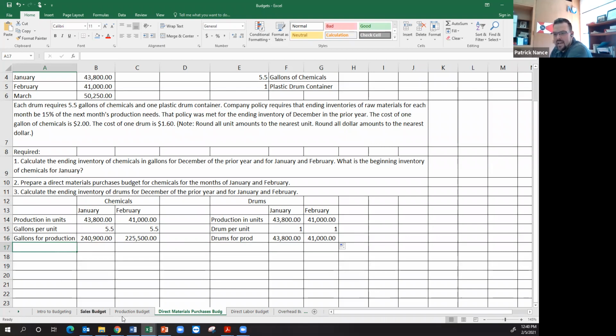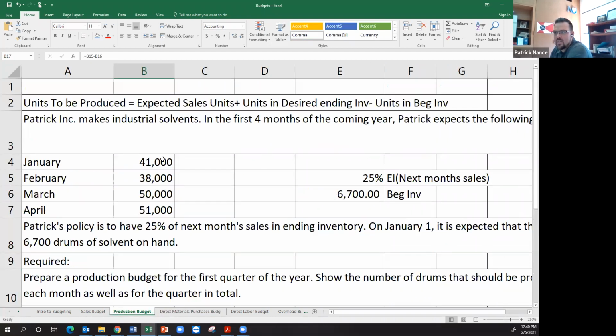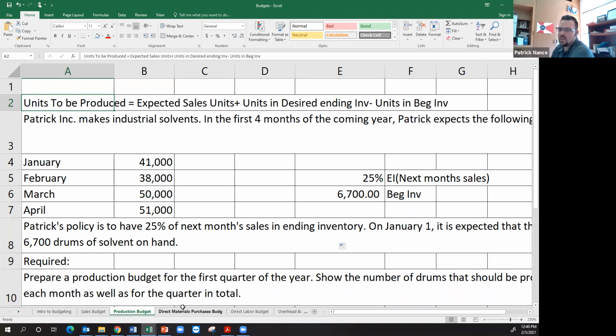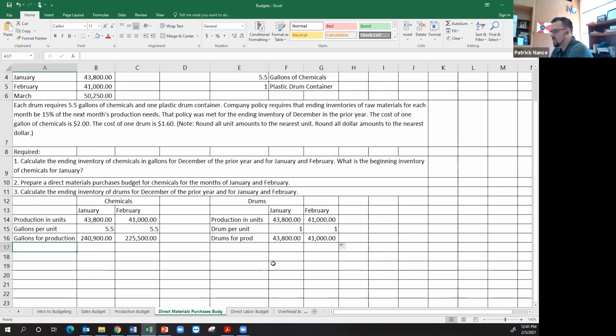Okay, now I'm going to add in, kind of like I did over here, expected sales. This is expected production or expected direct materials, but I still need to add my desired ending inventory and take out my units in beginning inventory. Because again, I don't want to have way too much on hand, but I also don't want to run out. So this takes into account what I already had and takes out what I didn't have.